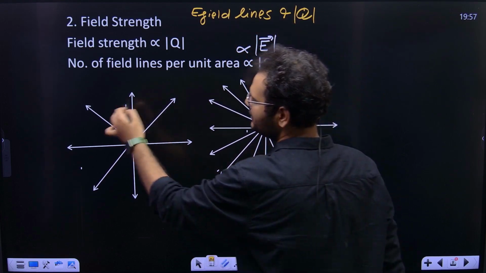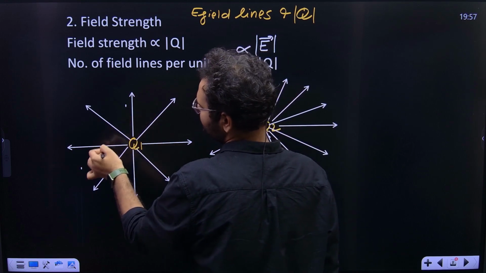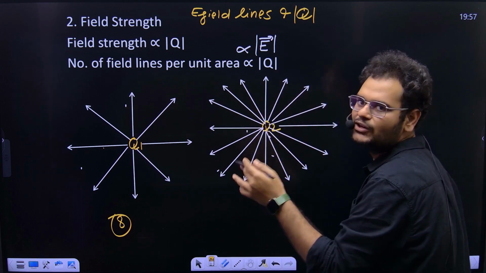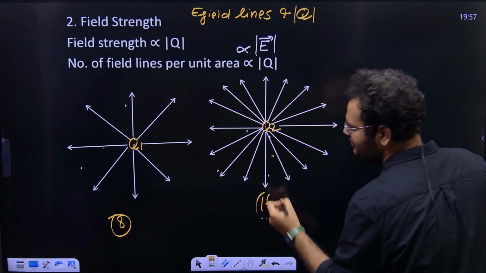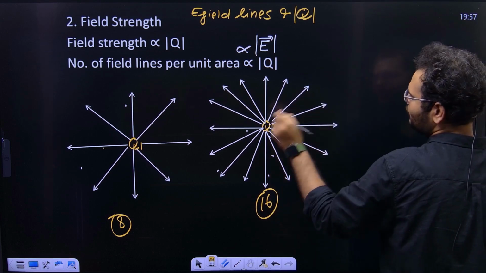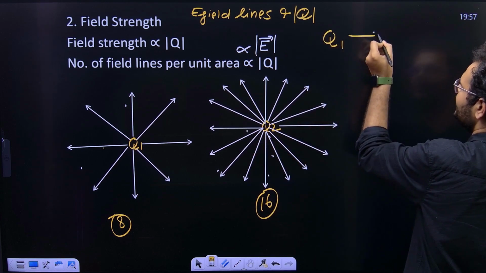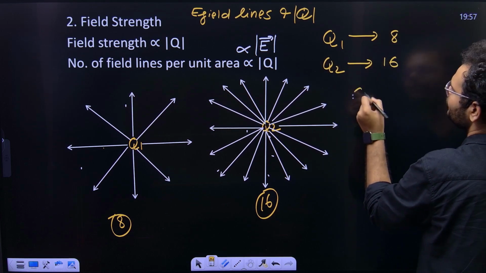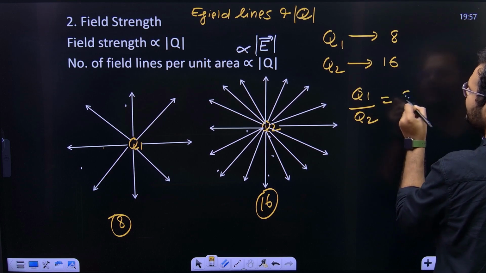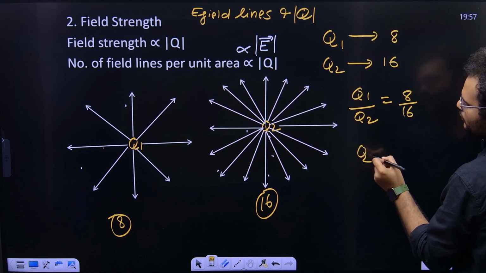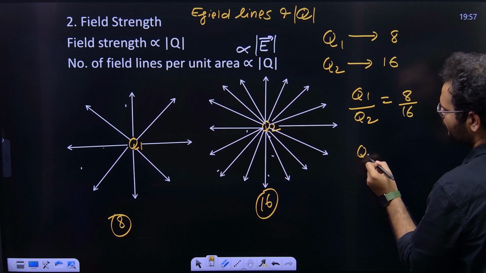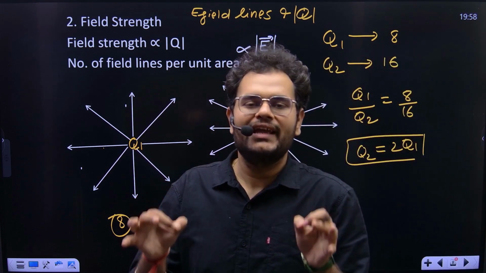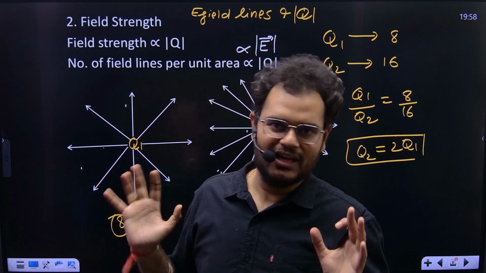You tell me how many electric field lines are there? 1, 2, 3, 4, 5, 6, 7, 8. Here the number of field lines is 8. And here how many field lines are there? Don't calculate, I know how many it is. 16. So Q1 has 8 field lines, Q2 has 16. If I divide Q1 by Q2, I get 8 by 16, or I can say that Q2 is 2 times Q1. Simple. Number of field lines is directly proportional to the magnitude of charge. Are you getting it? Okay, sir.